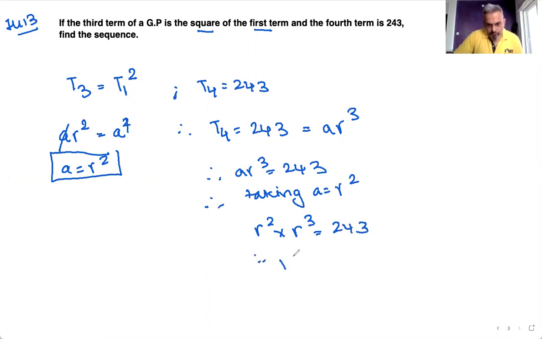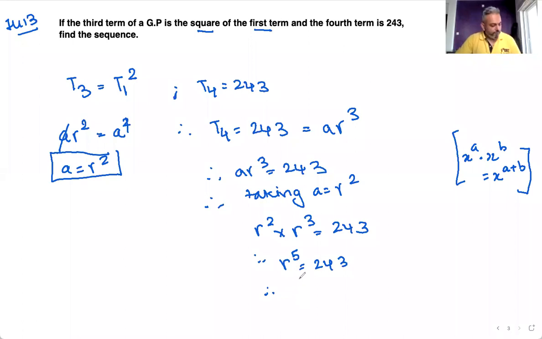Therefore, R raised to 5. How did it come? R raised to 2 into R raised to 3. X raised to A into X raised to B is equal to X raised to A plus B. R raised to 5 is 243. So 3 raised to 5, 3 into 3 into 3 into 3. So 3 raised to 5 is equal to 243, which is R raised to 5. Therefore, R is equal to 3.